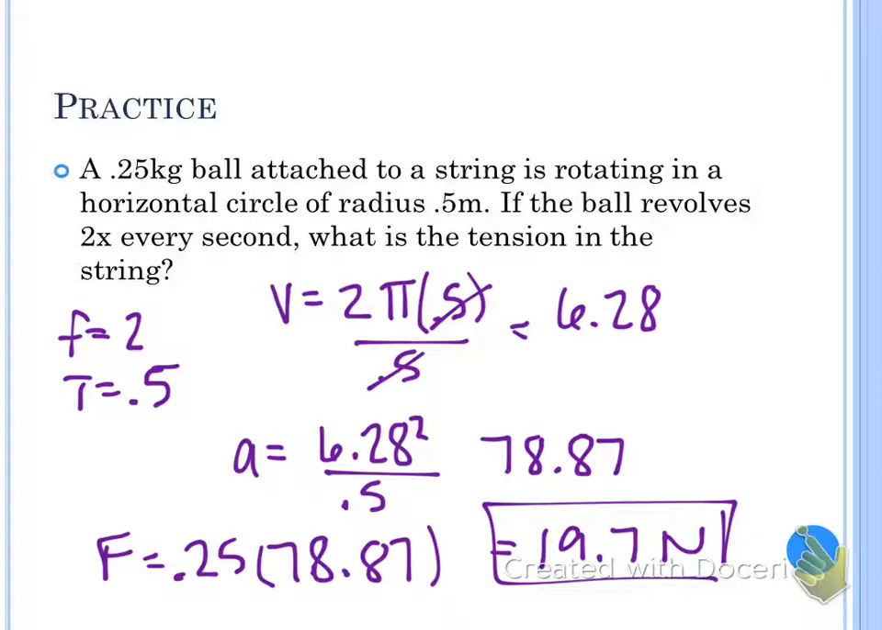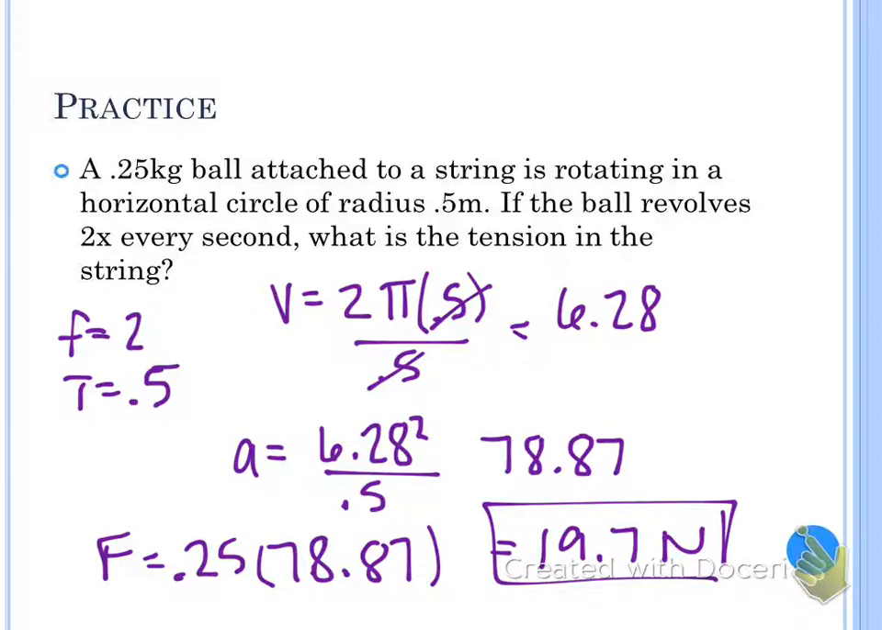The numbers there have two significant figures, so my answer should have two significant figures. Okay, so we had to start by solving velocity first, because in order to get to force we needed our acceleration. We didn't have that, so we had to solve for velocity. So 2 pi, your radius was 0.5, and your period was also 0.5.